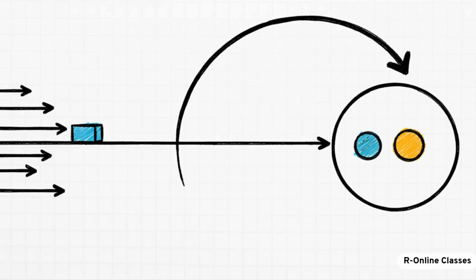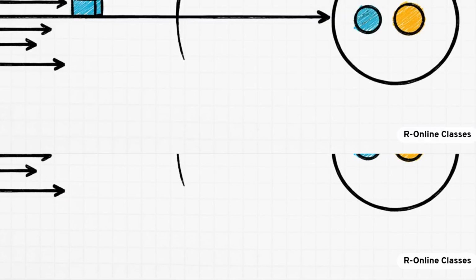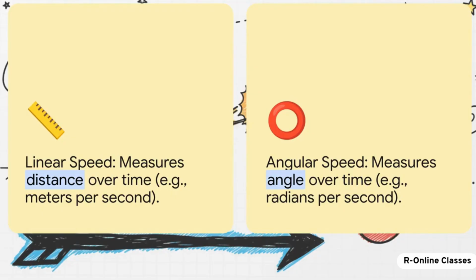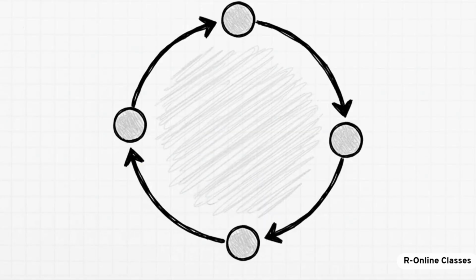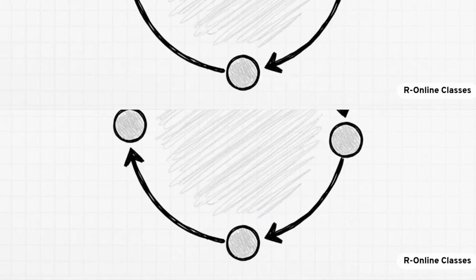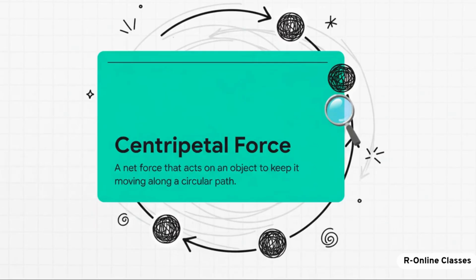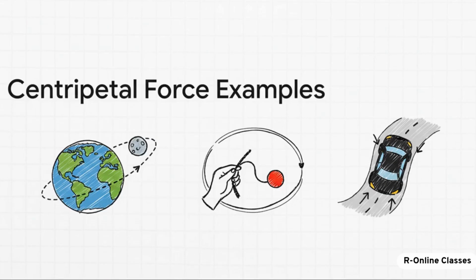Okay, let's switch gears from straight lines to circles, where things get a little different. Here, instead of distance over time, we talk about angular speed, so how much angle is covered. Even at a constant speed, the object is accelerating. Why? Because its direction is always changing. And that constant change in direction means there has to be a force pulling it toward the center. So centripetal force isn't some new mysterious force. It's just a job that other forces do.